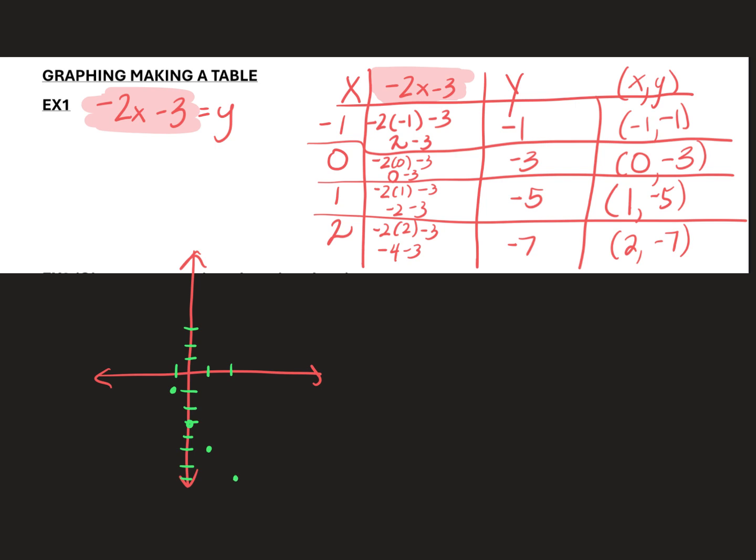And then try your best to draw that line that goes through those 4 points. We connect the dots here because at the beginning, when I started on this example, I said, remember, there's an infinite amount of values that we could put in for x and get values for y. So you should connect the dots when you're drawing the graph of a linear equation.